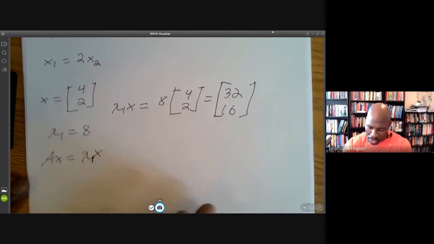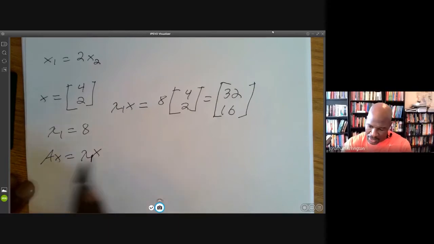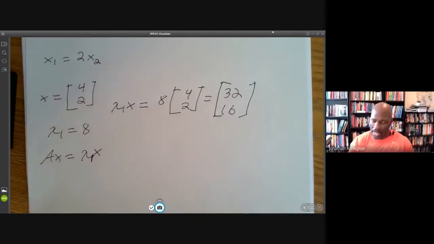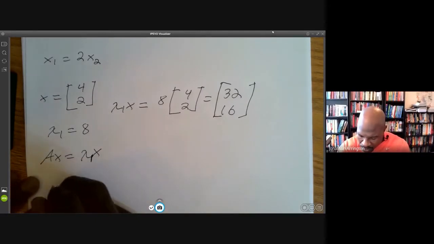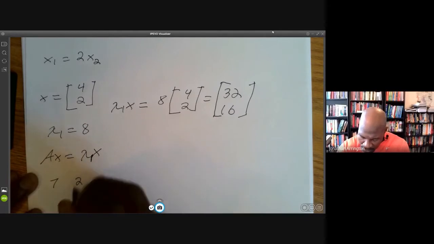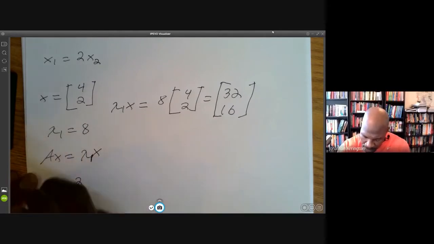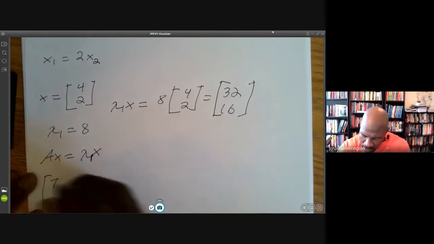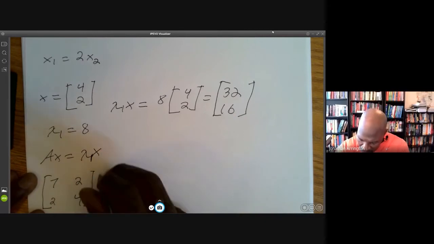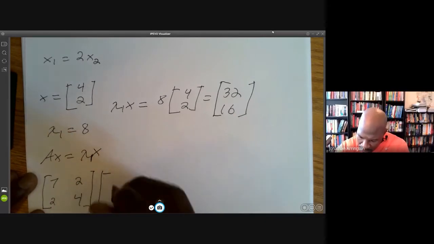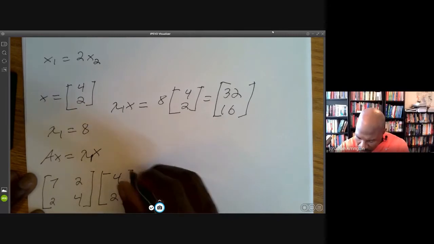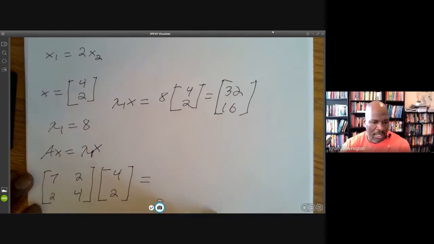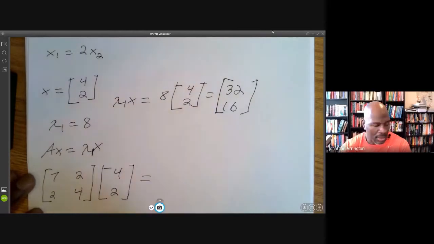And so if this holds, then A times x should give us the same thing. So let's see if that happens. The suspense is killing me. So let's do A. Remember A? A was 7, 2, 2, 4. That's the matrix A. And the eigenvector x we're using here is 4, 2. We're going to see if we multiply this, we're anticipating that we're going to get 32, 16.